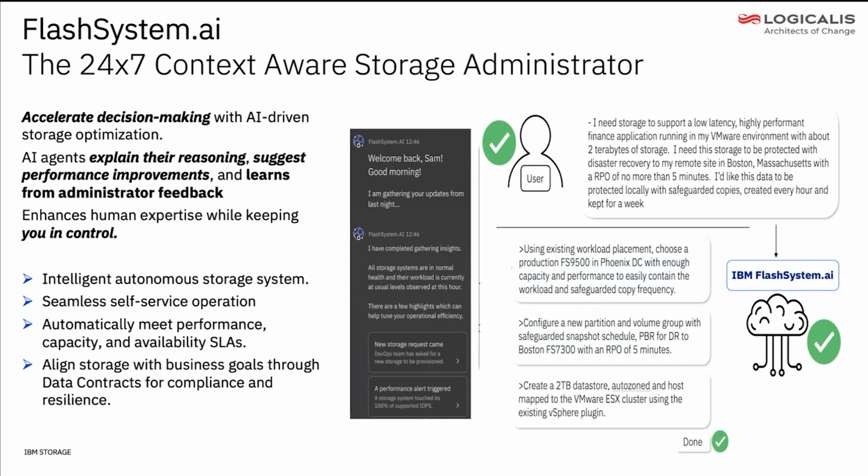I do want to talk a little bit about one of the newest things in our boxes, which is called FlashSystem.ai. This is the agentic piece I'm mentioning, the 24/7 context-aware storage administrator. And we got a cute little logo down here for FlashSystem.ai, but really he is there to accelerate decision-making with AI-driven storage optimization. It's meant to keep a human in the loop. It won't go out and make any decisions without keeping a human in the loop, but it will explain its reasoning, suggest performance improvements, and then also learn from administrator feedback. So it's meant to enhance your storage administrator's knowledge while keeping you all in control.